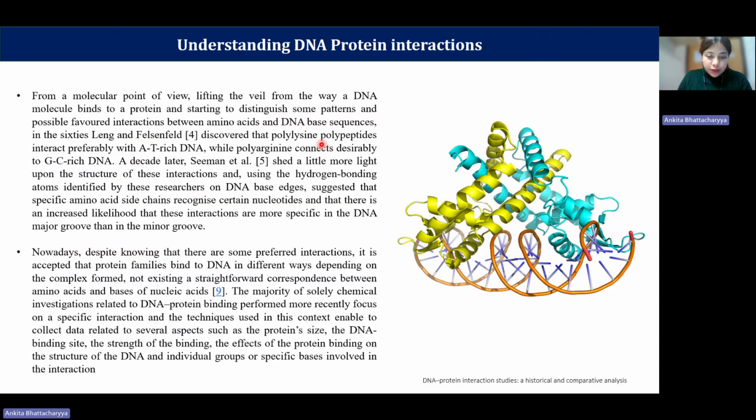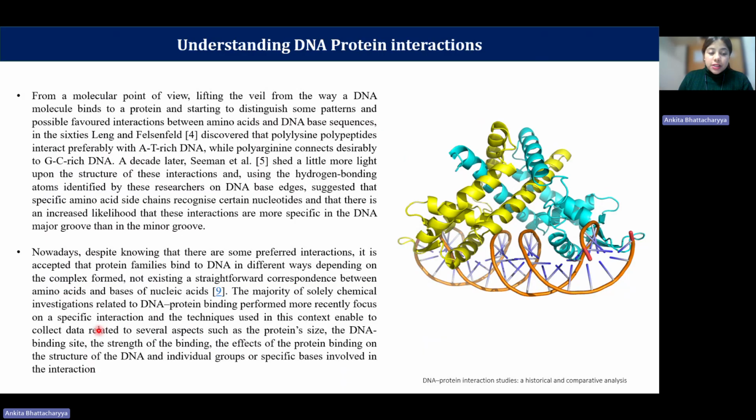With this introduction, we'll move forward. We had begun our discussion in the previous class talking about the fact that protein families, most of which are all eventually going to function as transcription factors, can bind to DNA in different ways, depending upon what sort of complex is formed.